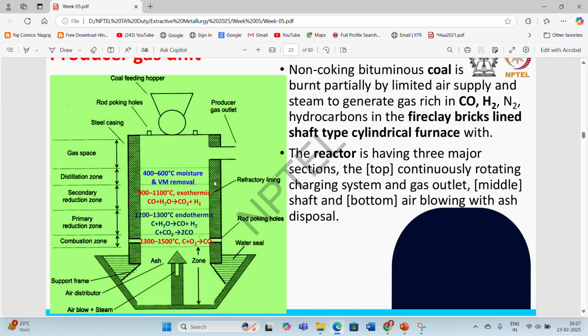So if you go for direct use of this coal as a fuel source, we need to handle a lot of ash content. What we are trying to do with the help of this producer gas unit is convert that non-coking bituminous coal into gaseous content that will be easy to transport in the plant and can be reused as a fuel source for different types of furnaces.